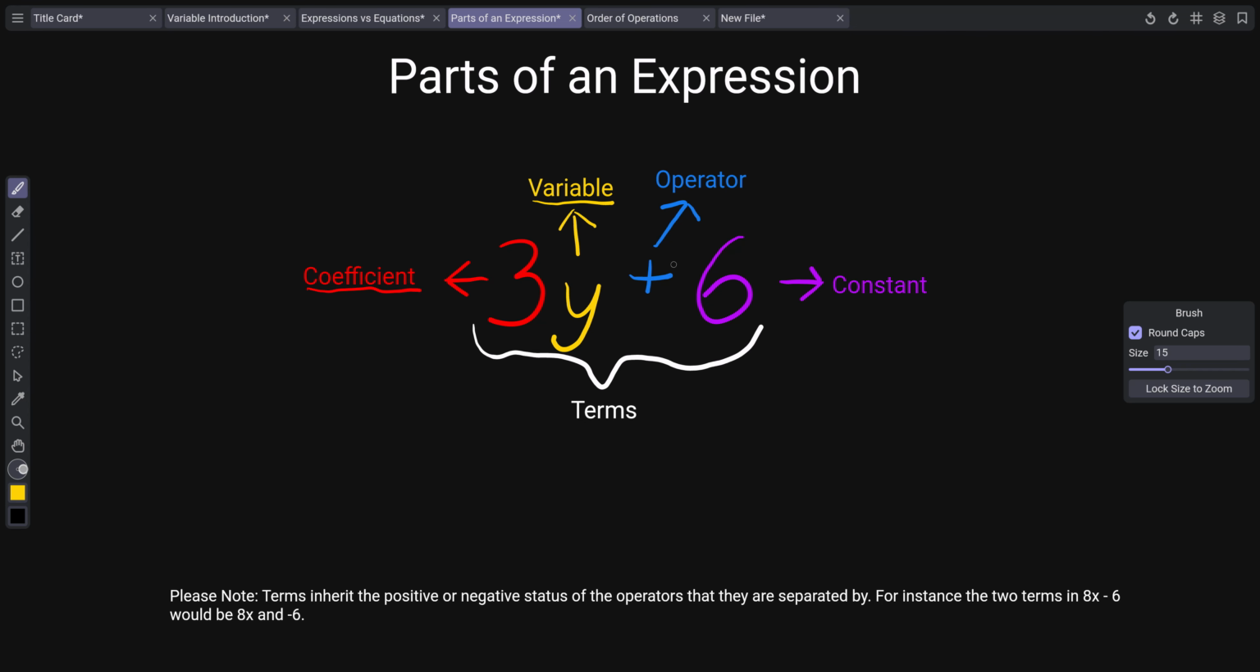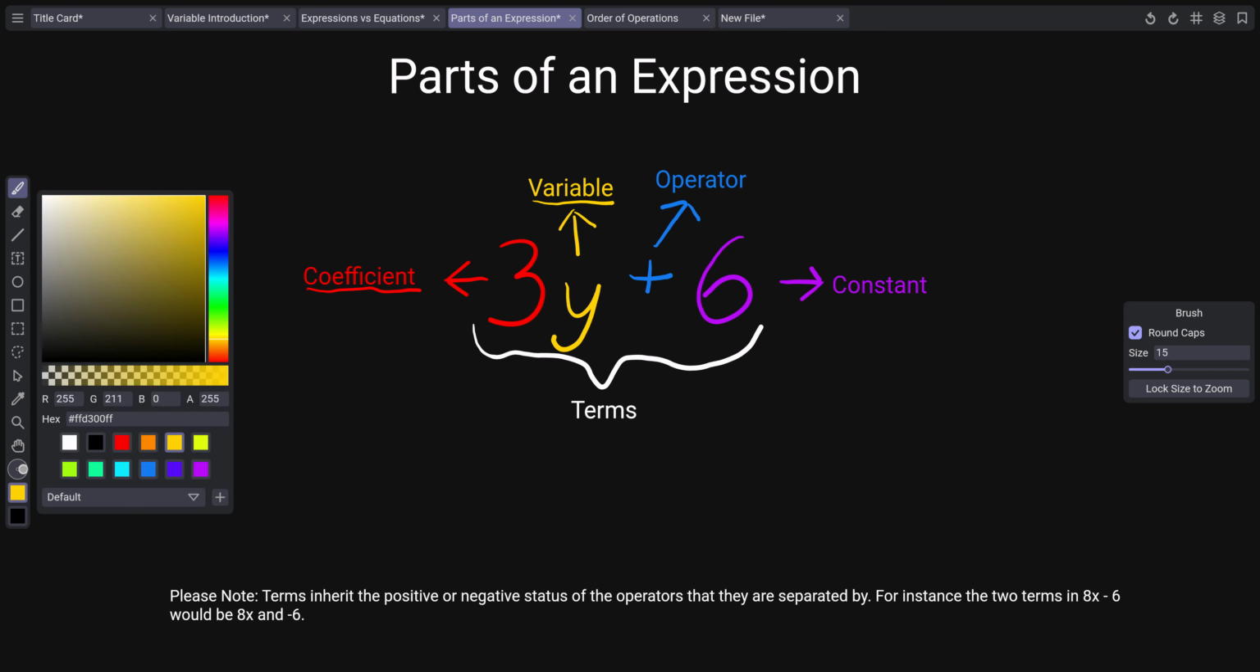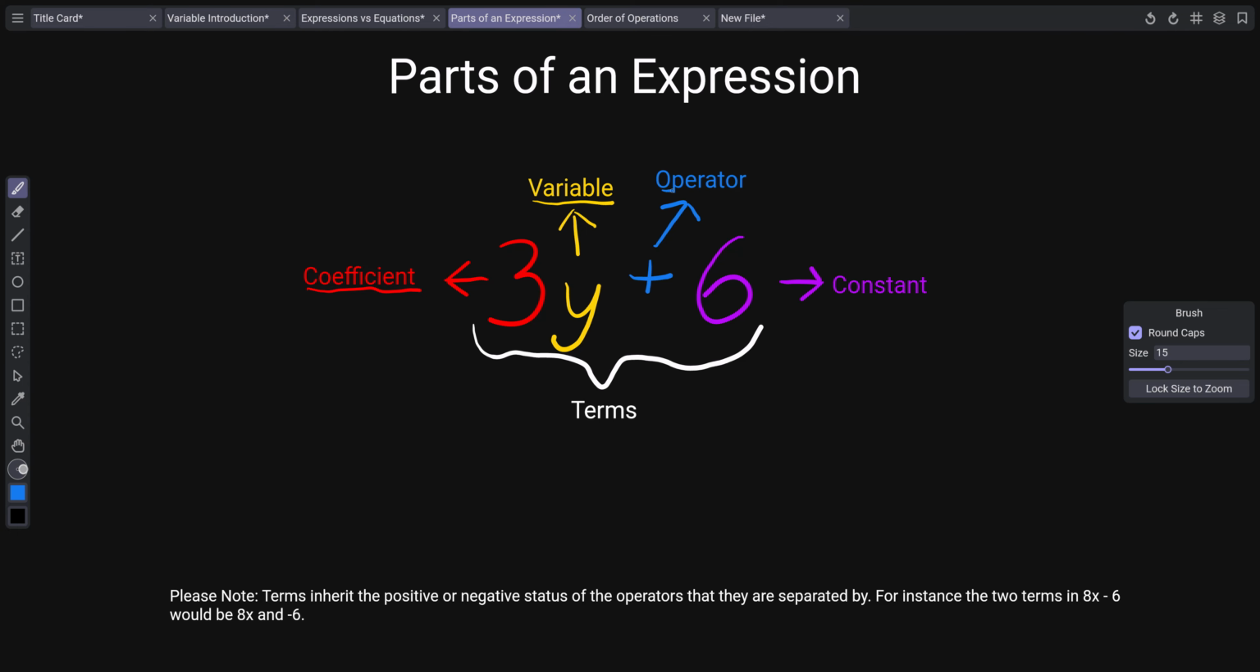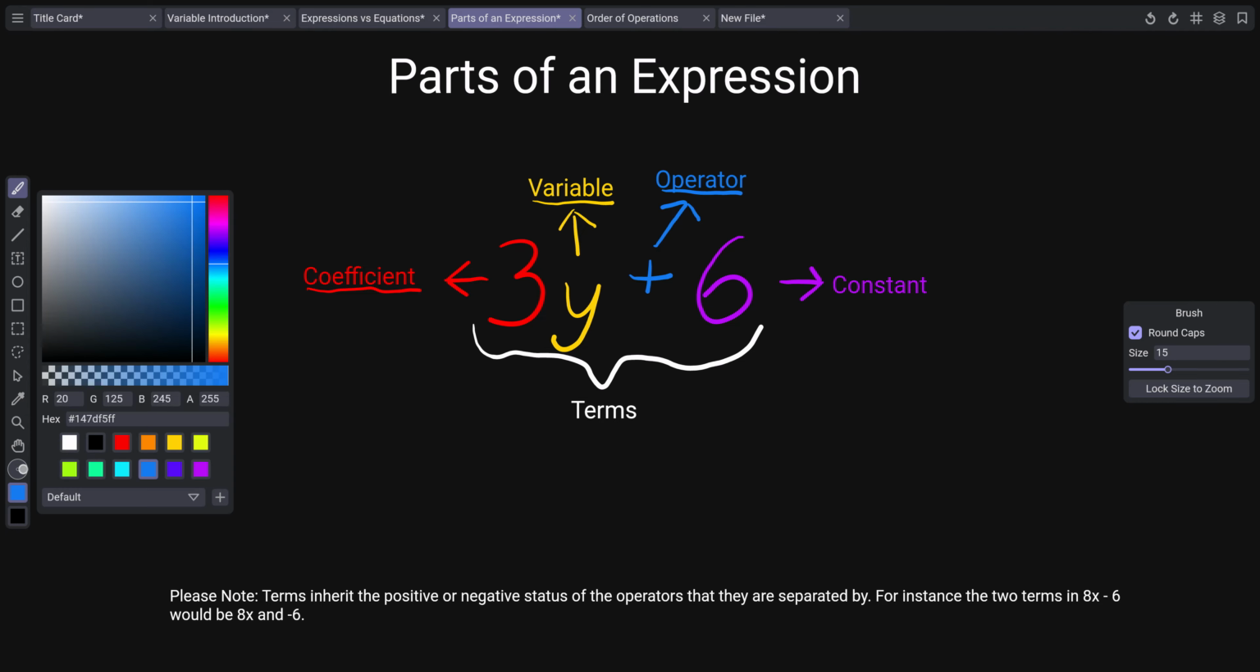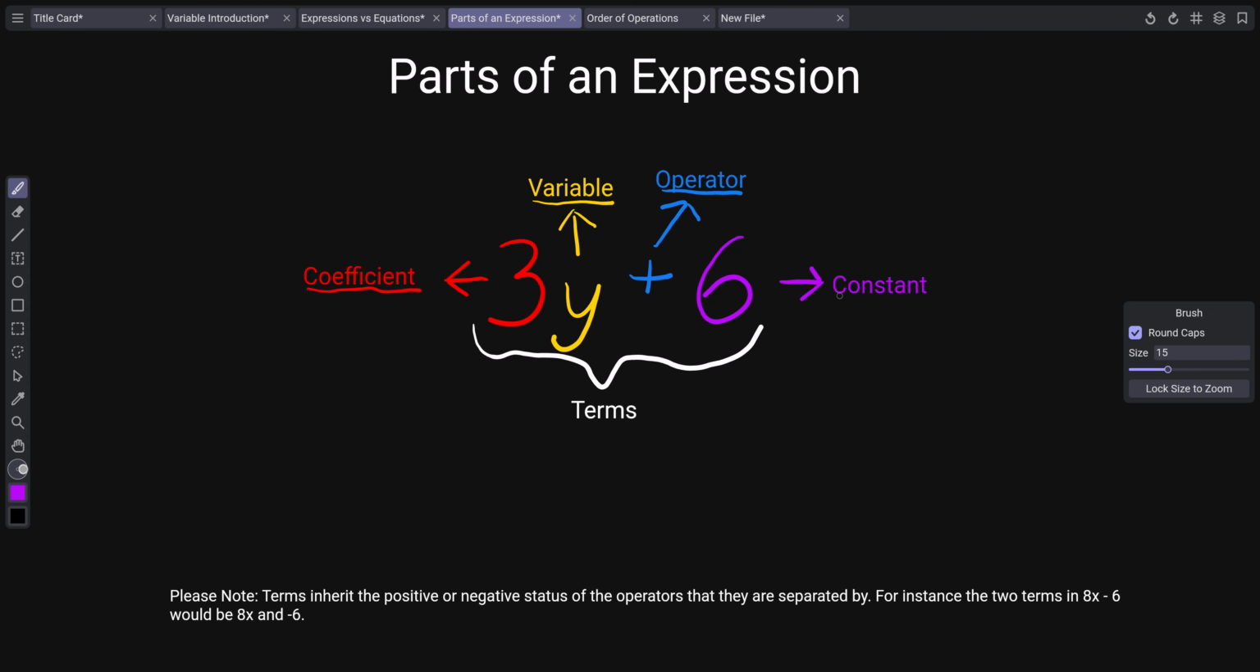Now, the operator separates two terms, right? So the operator is either a plus sign or a minus sign. And the constant is a number that is not attached to the variable, which is how it gets its name, because the constant doesn't change.